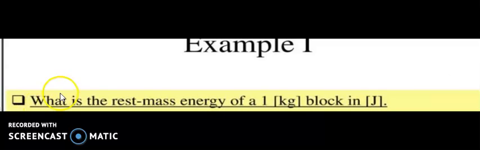Let's start with this first example, where I would like us to calculate the rest mass energy. What is the rest mass energy of a 1 kg block in joules? You can pause the video and try doing it yourself using the formula that I already introduced, that is E is equal to mc squared. The question wants us to tell what will be the rest mass energy of a 1 kg block in joules. So using our formula, we know that E is equal to mc squared.